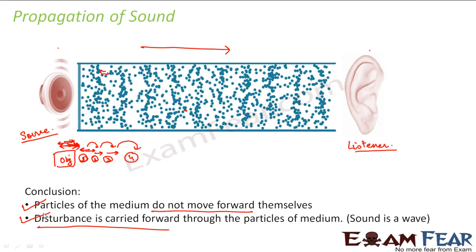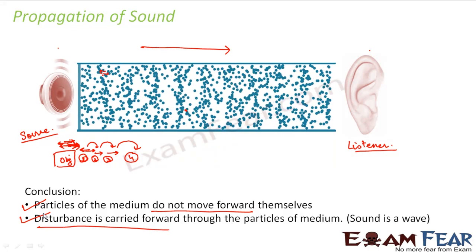So what do we see? This disturbance is the sound, and that sound is again a wave. So this shows that it is nothing but a wave. When I talk of sound, sound is nothing but a sound wave actually. So sound is a form of wave. So what is a wave?